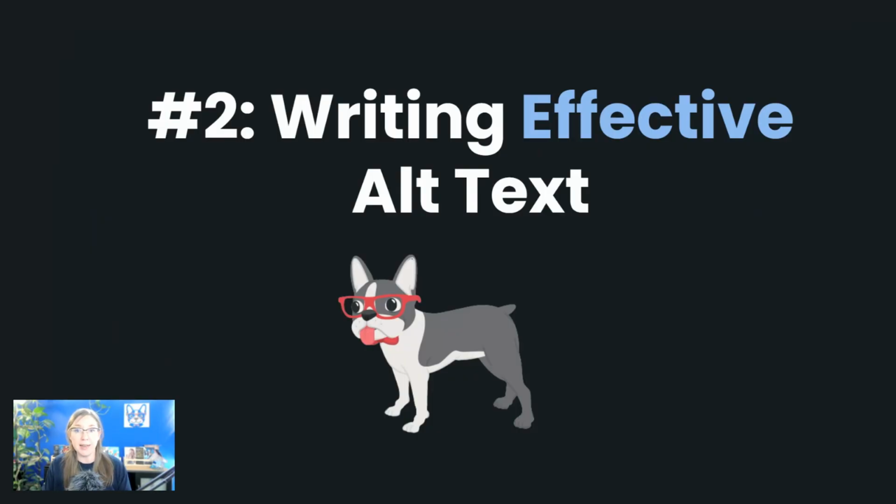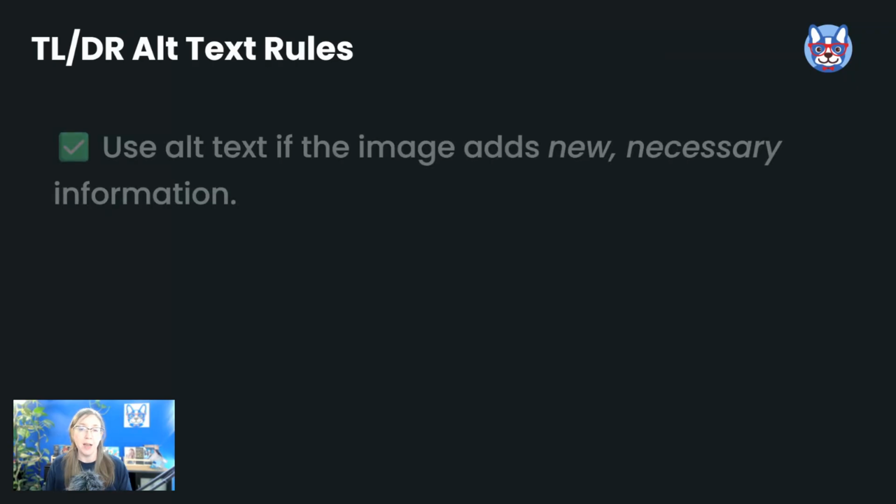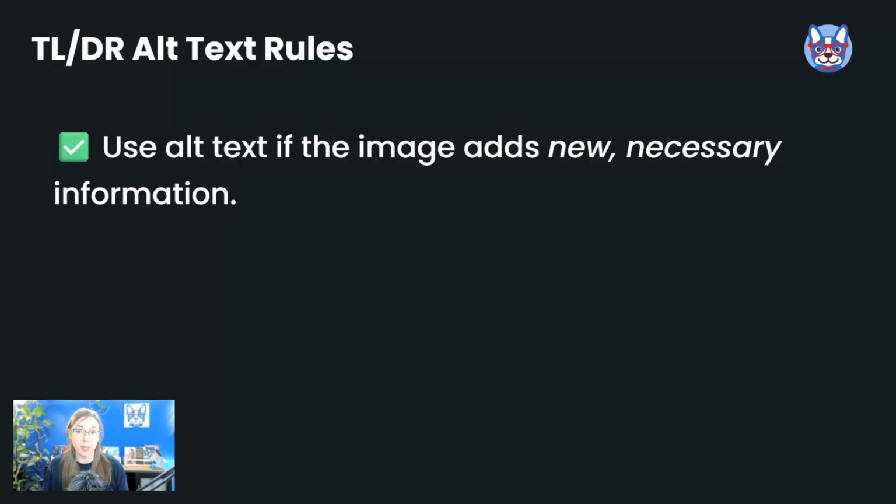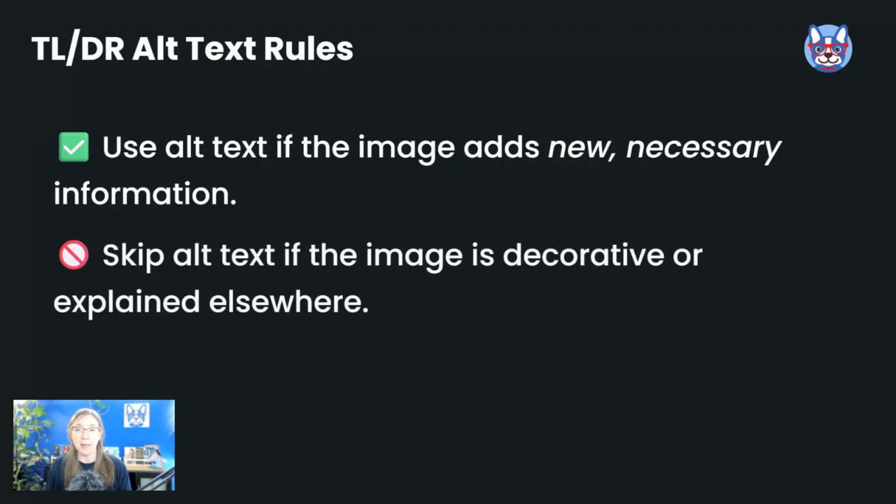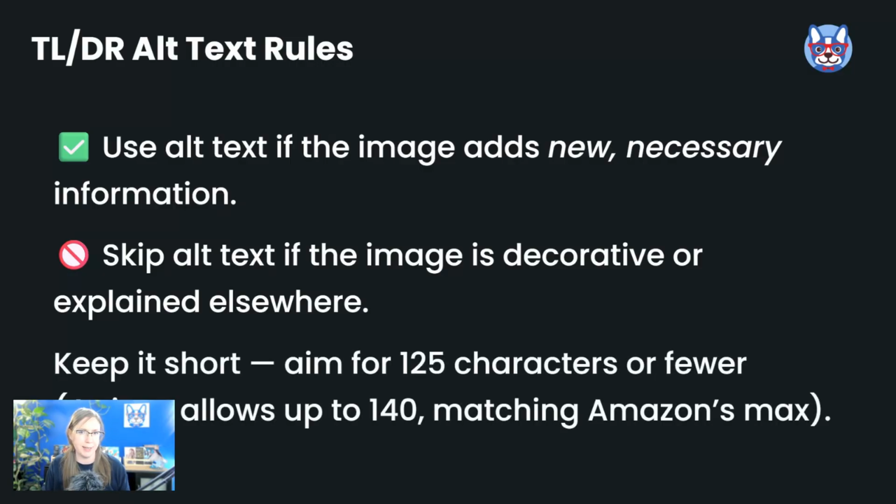So I want to talk now about writing effective alt text because this is really where it matters. I'm going to pare it down and give you some really simple rules. And the first one is that you will only want to use alt text if the image you're showing in your book adds new or necessary information. And I will elaborate on all of these in just a minute. But basically, you want to skip alt text if ever your image is decorative or if it's explained elsewhere on the page. Let's go a little bit deeper into this.